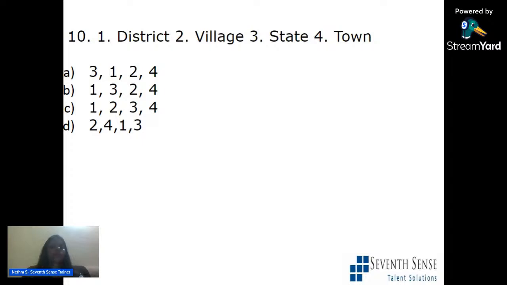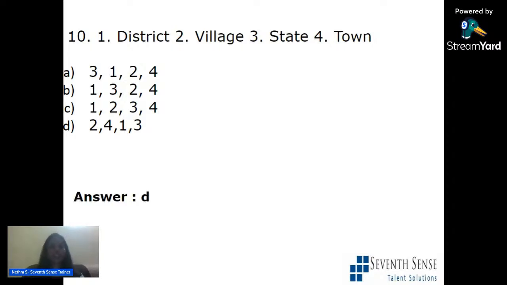Then option A, 3, 1, 2, 4. That is first state, district, village, town. So that is also not possible. Option B, 1, 3, 2, 4. That means district followed by state followed by village followed by town, which is not at all possible. And option D is village followed by town followed by district followed by state. That is the correct answer.